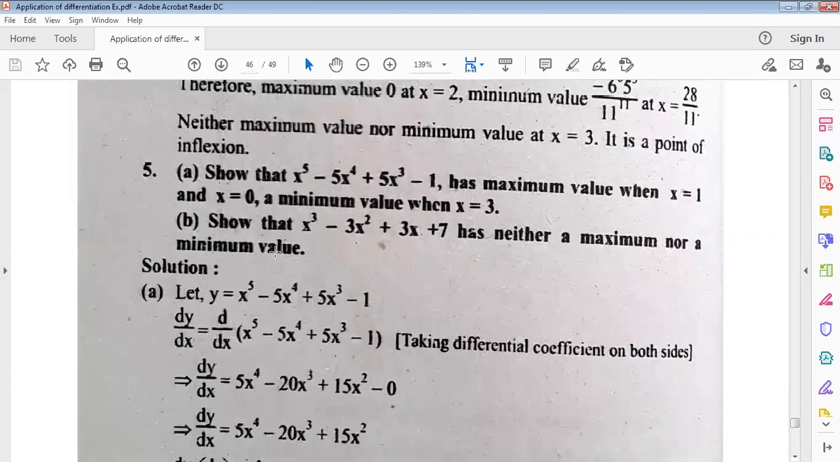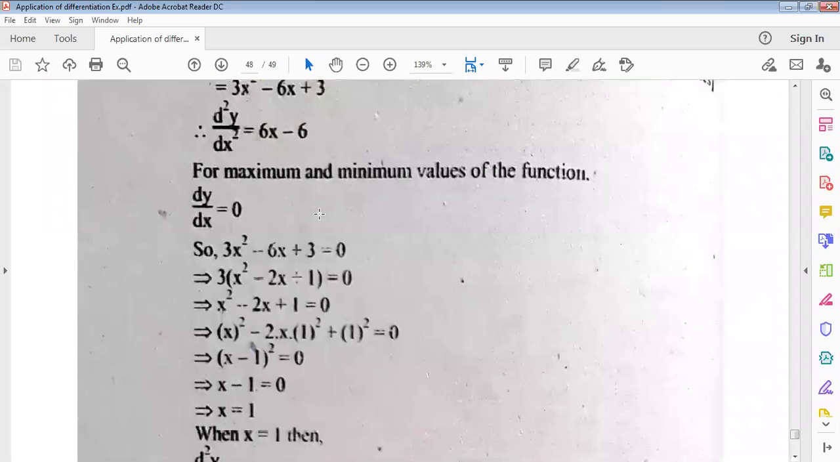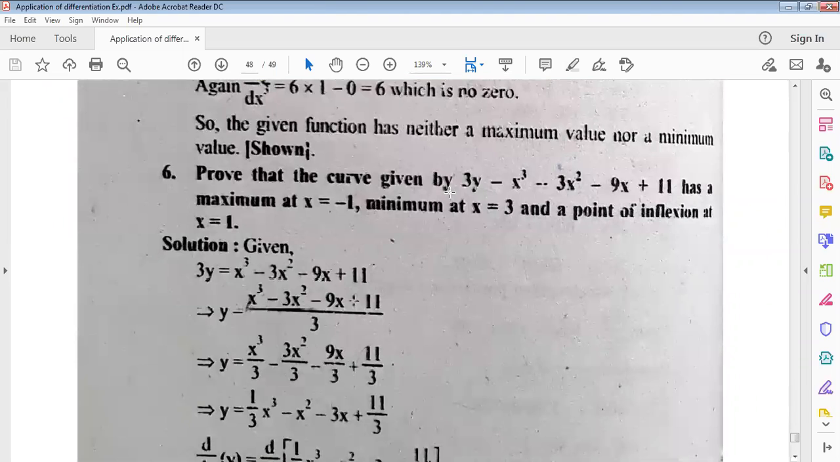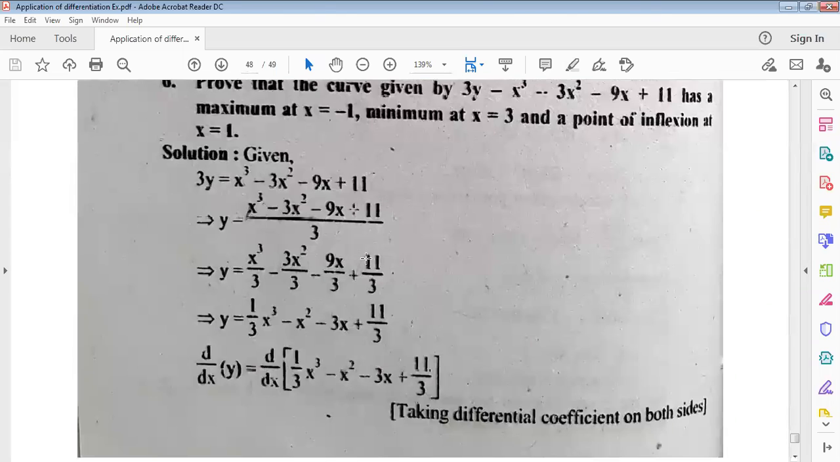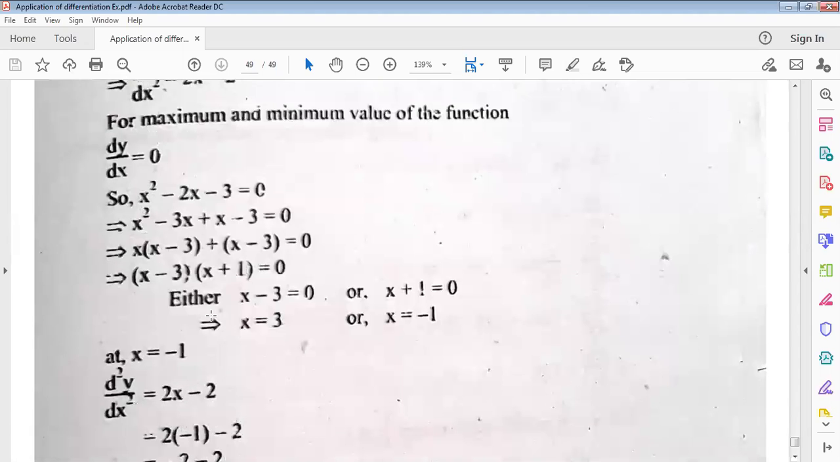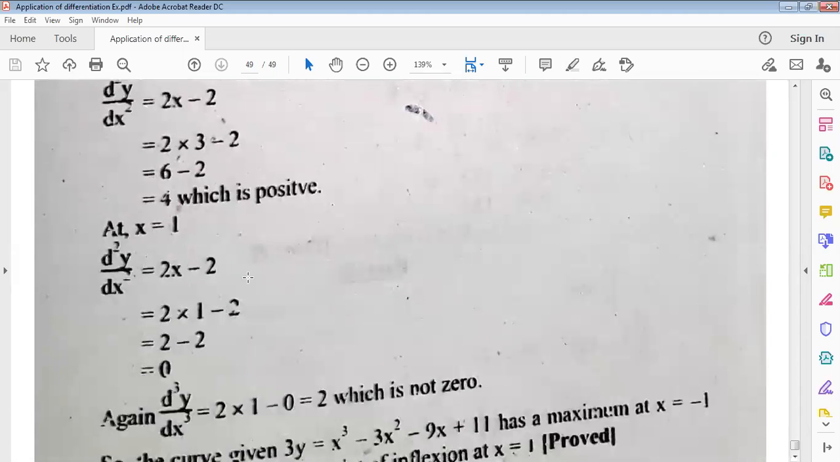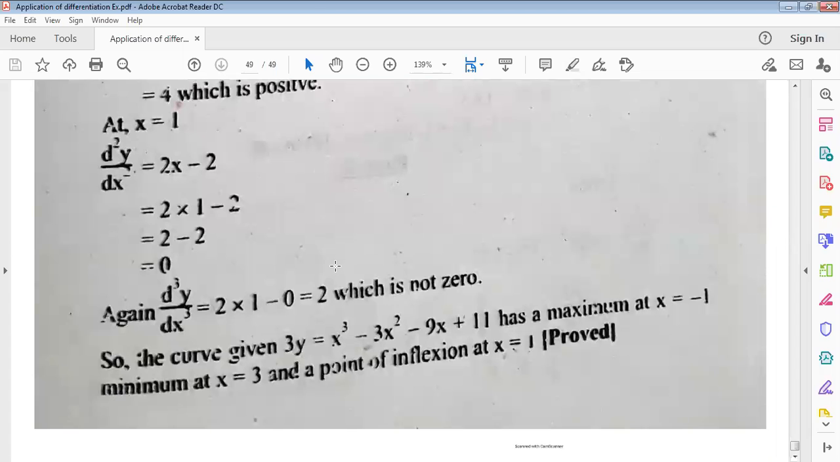And example 5 is also a similar process. Try it at home. And example 6, prove that the curve has a maximum value at this point. Just proceeding the same way, y equals this, and taking differentiation on both sides, taking the second derivative, for the first differentiation equal to 0, we get the value of x. After putting it in the second derivative test, for a positive sign the minimum value will be found, and for a negative sign we will get the maximum value.